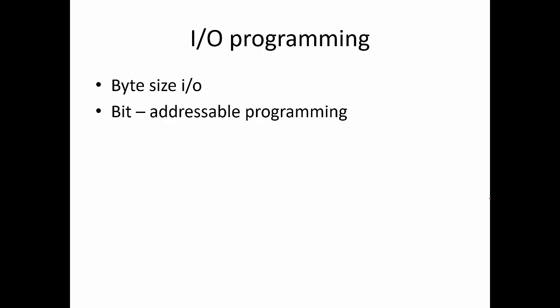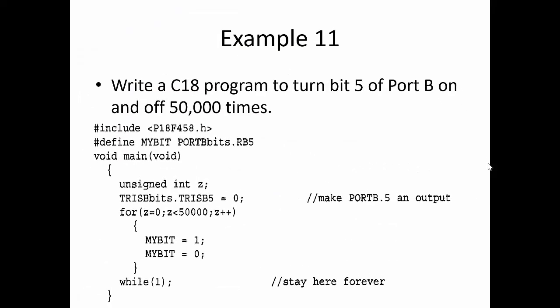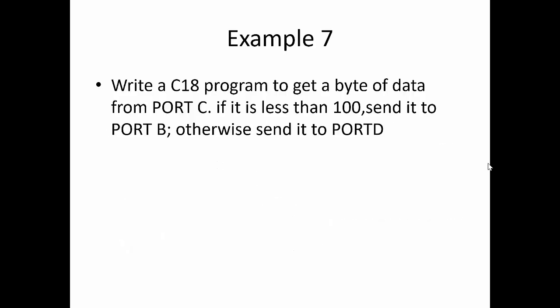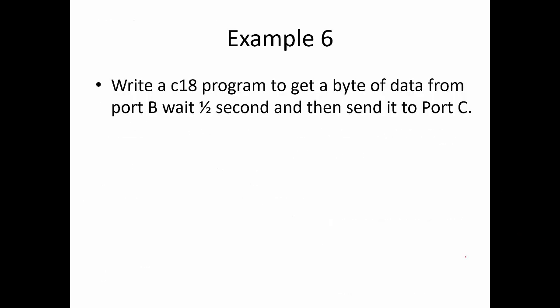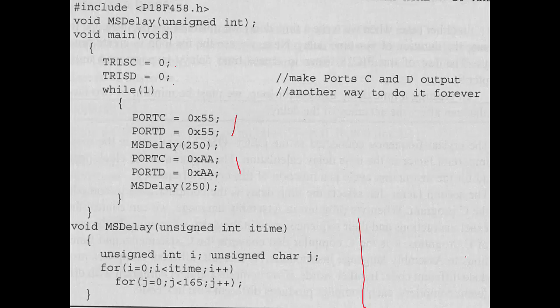So in case of PIC microcontroller, both byte size and bit size programming is possible. So far in the different examples we have seen, all the bits are configured in port B. So far I am sending the values 0x55 and 0xAA into my port B, port C, and port D.